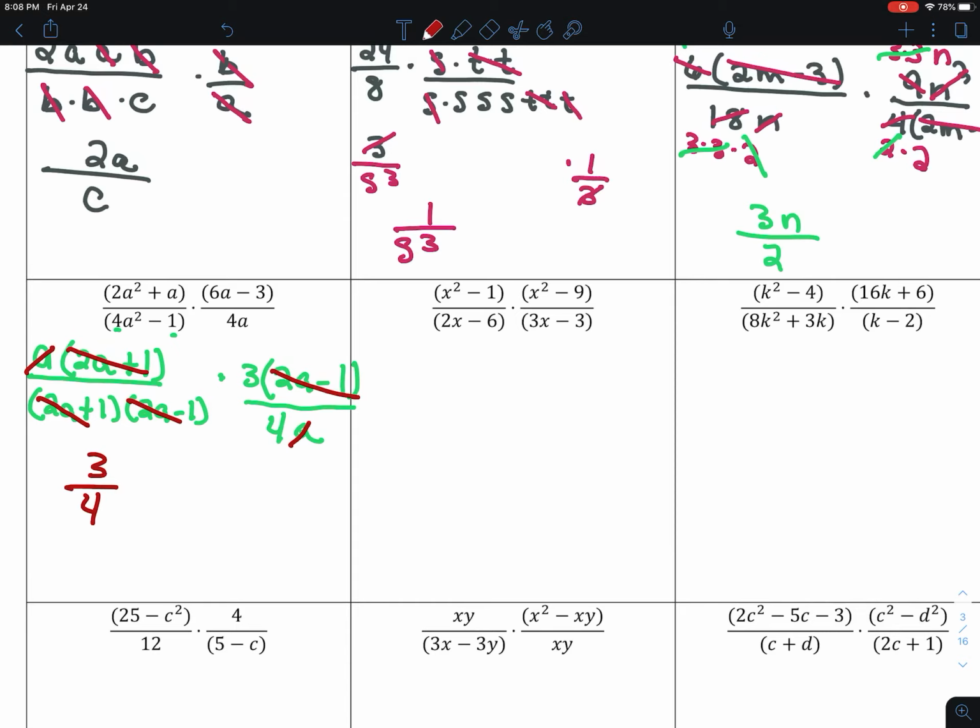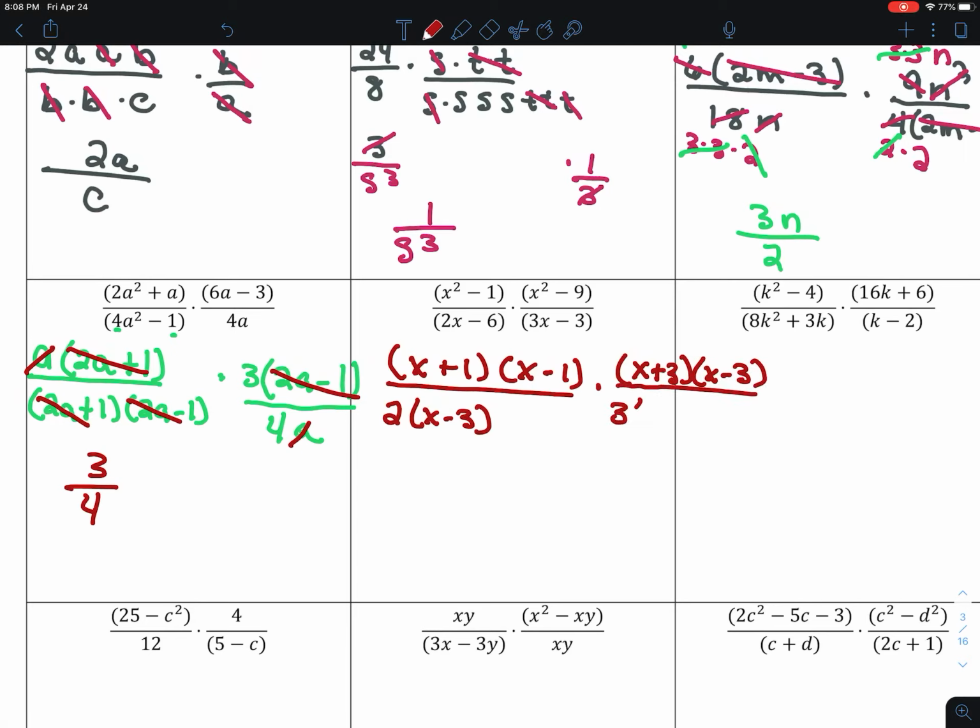So let's do another one. Factor in the top, I get x plus 1, x minus 1. Factor in the bottom here, I can factor out a GCF, so I factor out a 2 and I get x minus 3. At the top, I can factor the difference of two squares, so that's x plus 3, x minus 3. Factoring is really important.